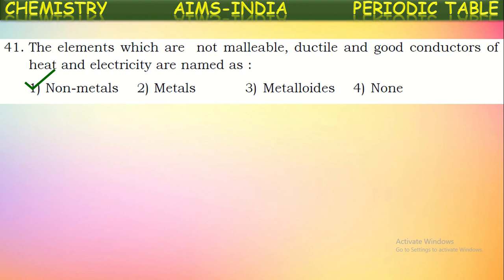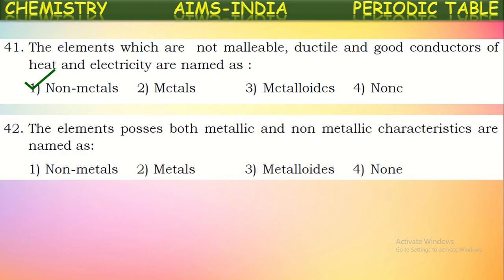Okay, next one. The elements that possess both metallic and non-metallic characters are named as? Yes, some elements can possess the properties of both metals as well as non-metals. Such elements are called metalloids. Example, silicon, germanium: these elements possess the properties of both metals and non-metals. Hence they are called metalloids.